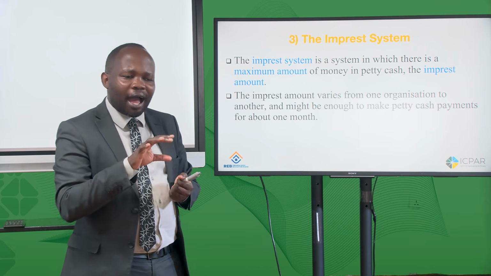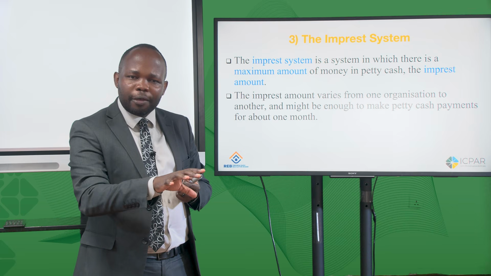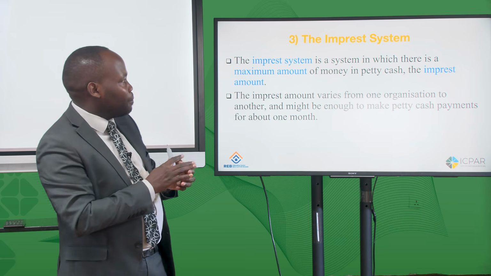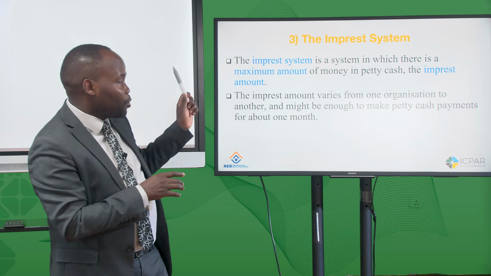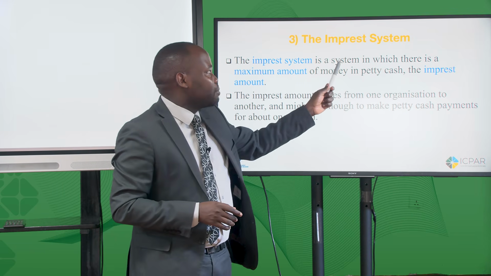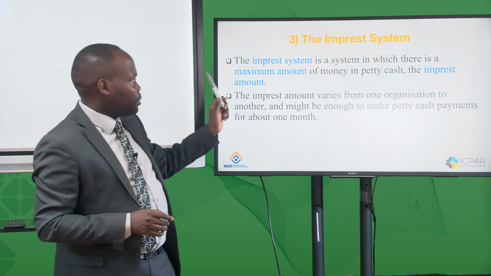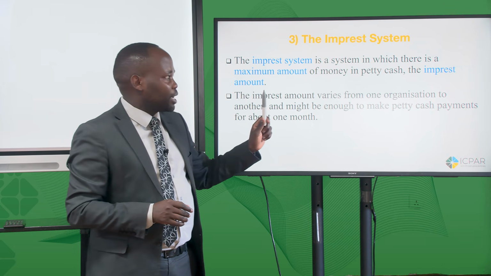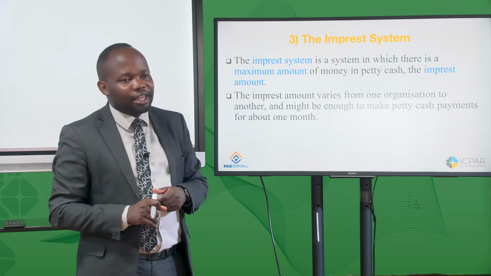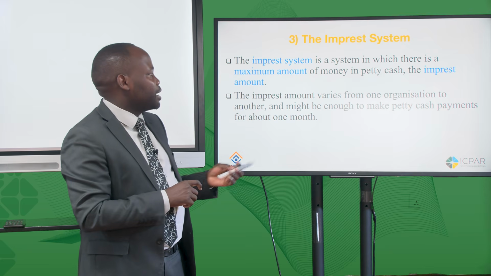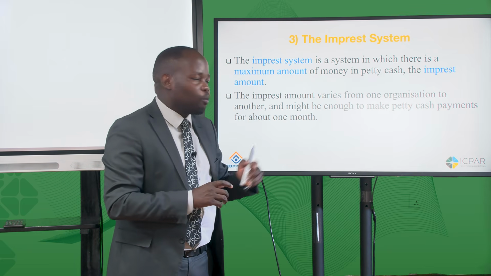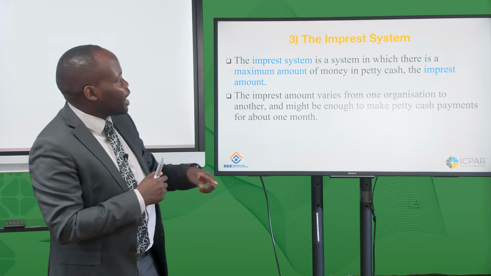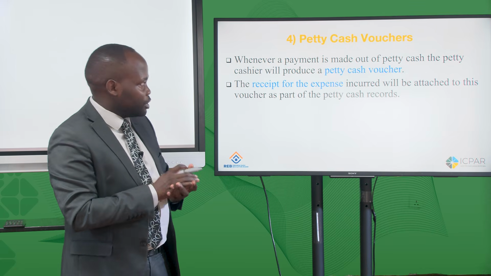That process of having the amount in the petty cash, spending, and then topping up the amount that has been spent. So we are trying to say the imprest system is a system in which there is a maximum amount of money in a petty cash, and that amount is called the imprest amount. The imprest amount varies from one organization to the other. Of course, it depends on the size of the organization.